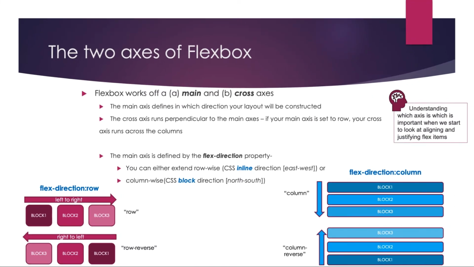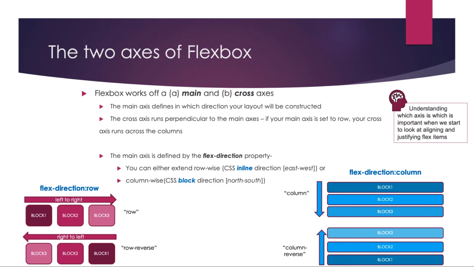Flexbox is all about two different axes. There is a main one and there is a cross axis. The main axis defines in which direction your layout will be constructed. So that's either east to west or north to south, or in the reverse direction, west to east, south to north. The cross axis runs perpendicular to the main axis. If your main axis is set to row, your cross axis will run across the columns, and vice versa. Understanding which axis is which is important when we start to look at aligning and justifying the flex items.